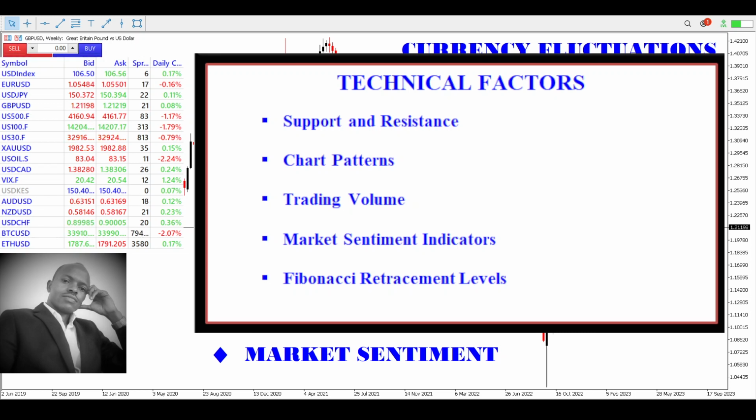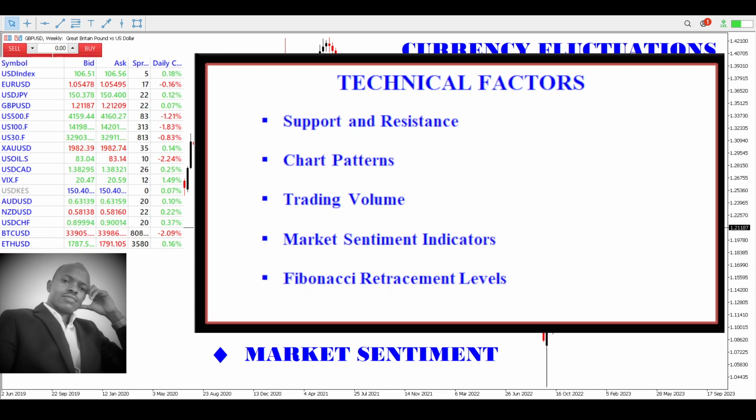Finally, the final technical factor is the Fibonacci retracement levels. The Fibonacci retracement levels are usually used to identify potential areas of support and resistance based on historic price movements.